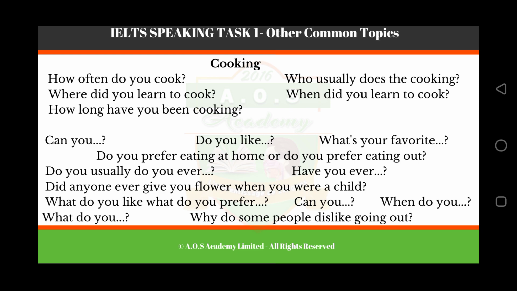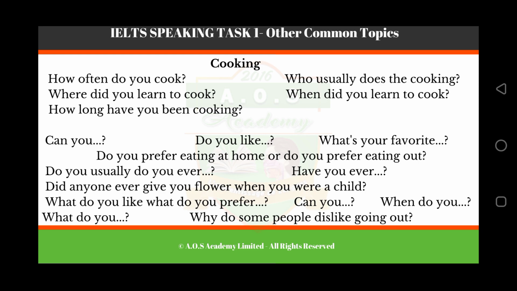And the next one is "have you ever?" And with this question, this is actually a past tense question. So that means we are looking at what you have done in the past. So, have you ever eaten any food from a foreign country? You can say yes, and you can explain when or what kind of food it was.